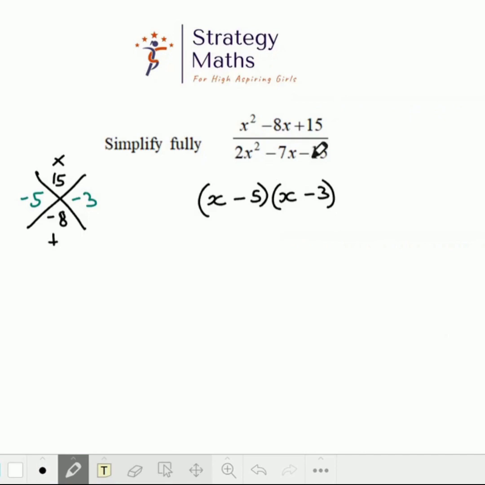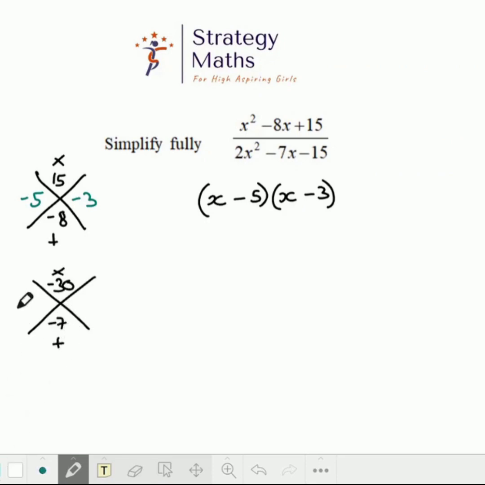Now, if you haven't already seen my video on how to factorise quadratics when a is greater than 1, then please have a look at that one if you need a refresher on how to factorise this sort of quadratic. So for the denominator, first of all, we need to multiply a and c together, so the coefficient of x squared with the constant number, which is minus 30, two lots of minus 15. So this time we need to think of two numbers that multiply to make minus 30 and have a sum of minus 7.